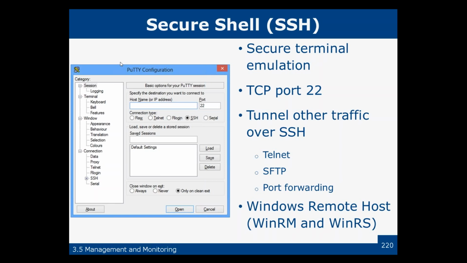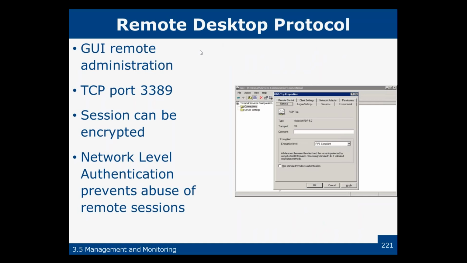Windows Remote Host, WRM and WRS, are the two processes on Windows that are used to set up the logging, the receipt of logging from one to the other so that you can monitor the systems.